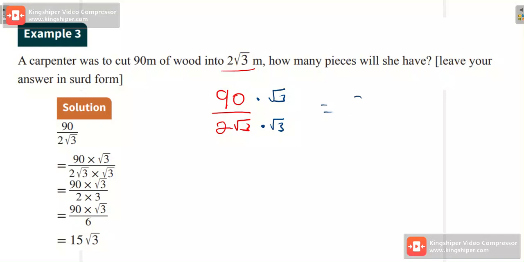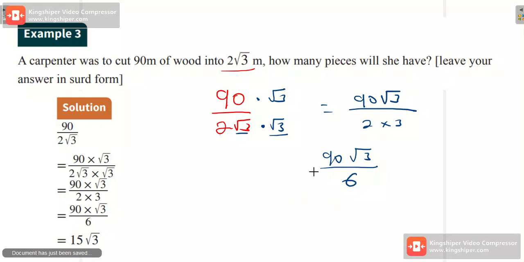So here we have 90 root of 3 for the numerator. Then the denominator, we have root of 3 times root of 3, that will give me 3, and it will multiply the 2. So we have 2 times 3. And that is going to give us 90 root of 3 all divided by 6. And we know that 6 goes into 90 15 times. Therefore, the final answer is 15 root of 3. And that is the answer.